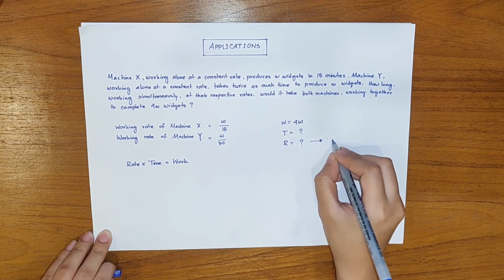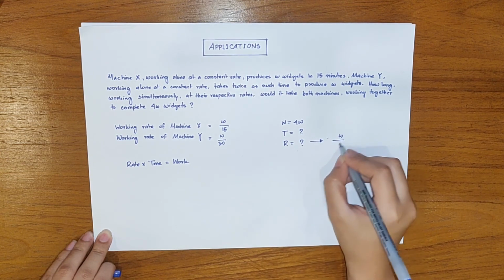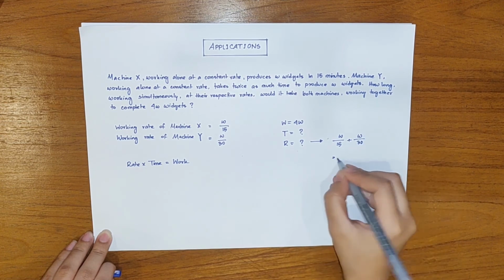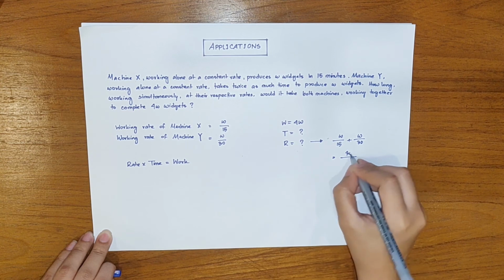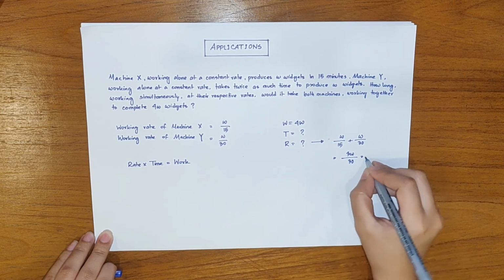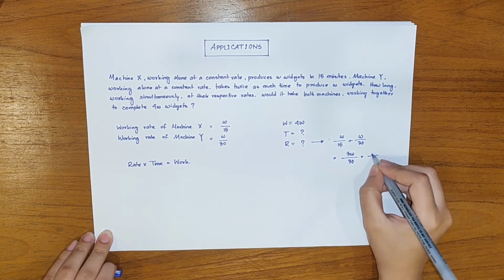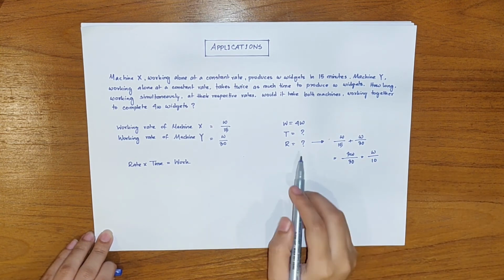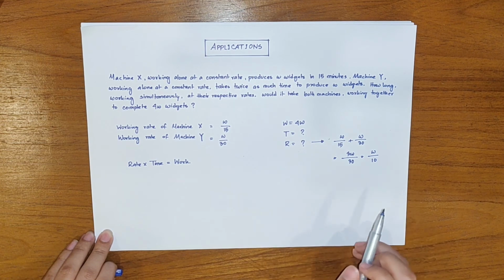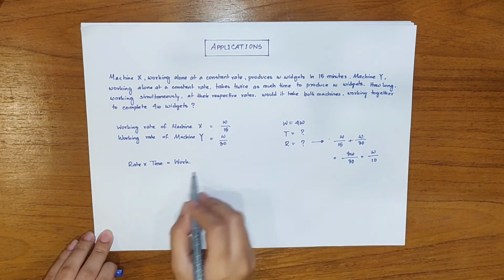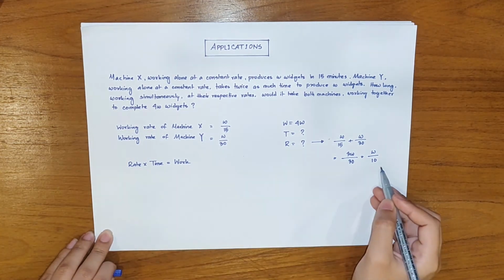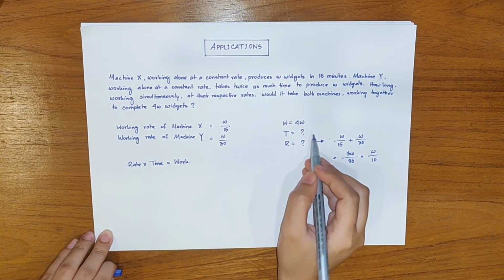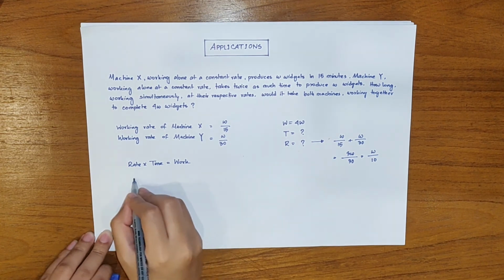So the new rate will be W/15 plus W/30, which is 3W/30, reduced to its lowest terms, it becomes W/10. So the new rate will be W/10. Now if we look at this equation, we have the rate, which is W/10, and we have the total amount of work, which is 4W. Now we can easily find out the time.